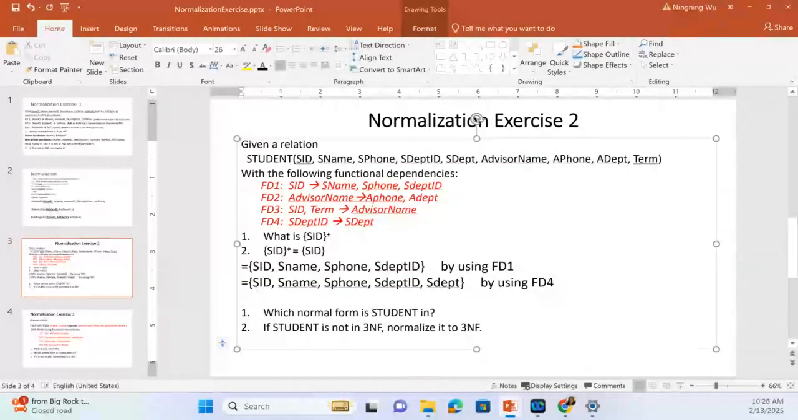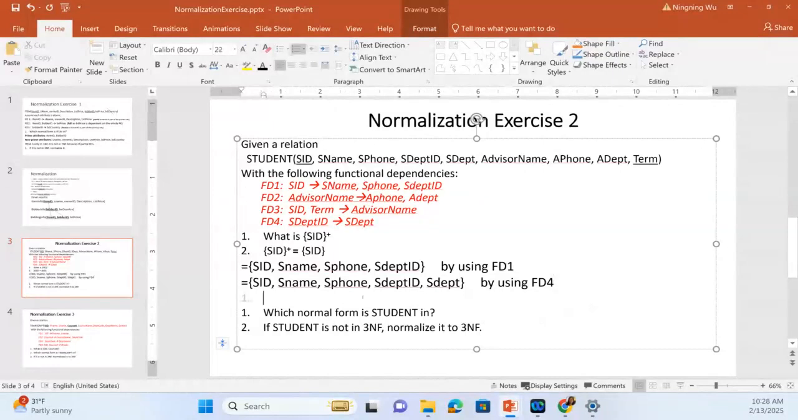Now I think that's it, because we have already applied FD1 and FD4, so they will no longer be used. We only focus on FD2 and FD3 to see if the current closure has the determinant of FD2 or the determinant of FD3. I think the answer is no. So now we end. It means that the SID closure will be SID, S name, S phone, SDPT ID, and SDPT. Okay. So that's it for the closure.